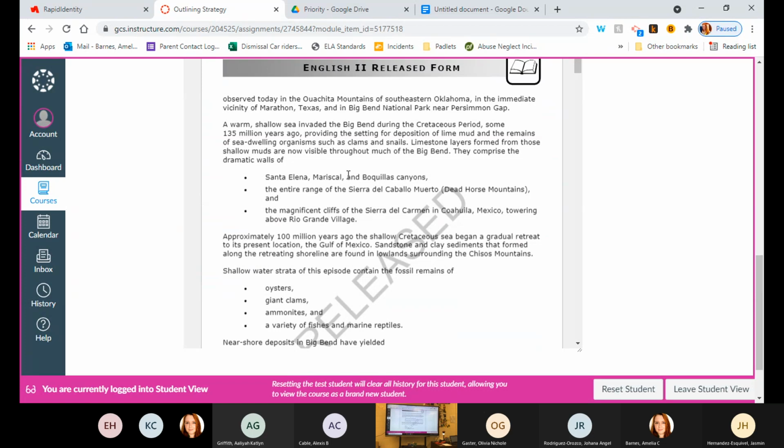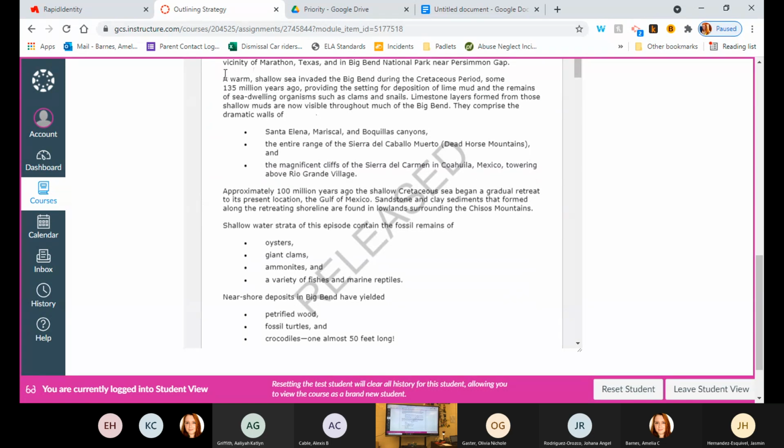And then in the next section, you learn about a warm, shallow sea invading, and then you get these bullet points. What are these bullet points telling us?